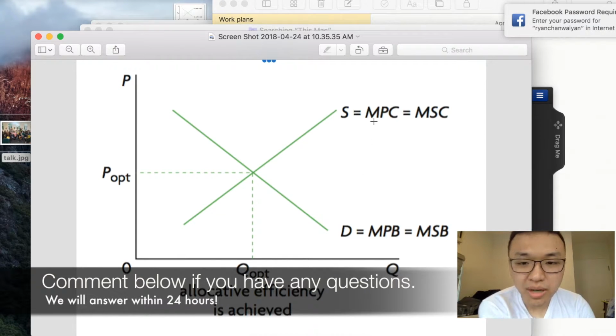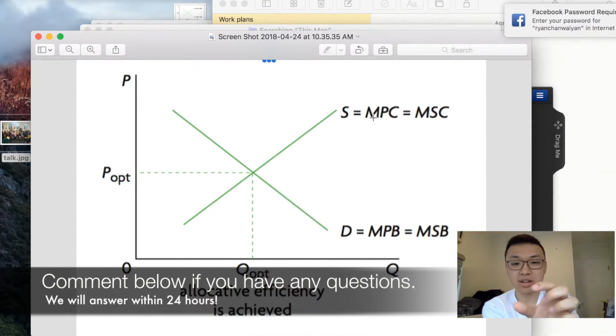So what's marginal private cost? It's quite self-explanatory. It's private and it's cost, so it's about the producer. The way you define it is that it's the cost of producing an extra unit of a good to the producer. Private is only to the producer. Remember that, not to the society, it's to the producer. And marginal private benefit is the benefit of consuming an extra unit of the good to the consumers. Private refers to only the consumer. That's why it's marginal private benefit.